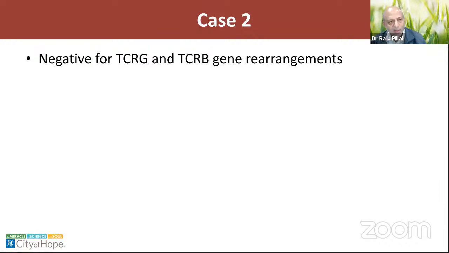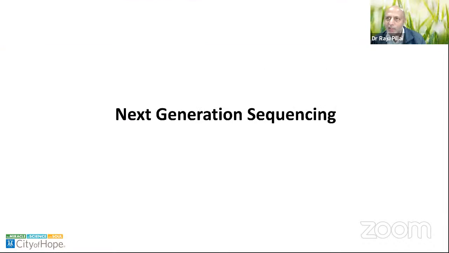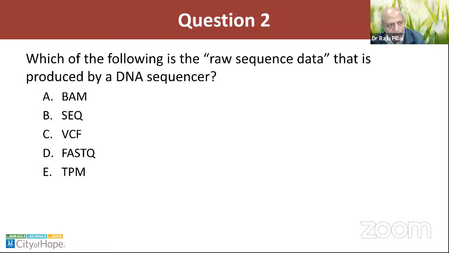So we did a molecular study, but it was negative for T cell receptor gene rearrangement. So this is going to be our segue into next gen sequencing. What is it? How is it done? How do you interpret the data?